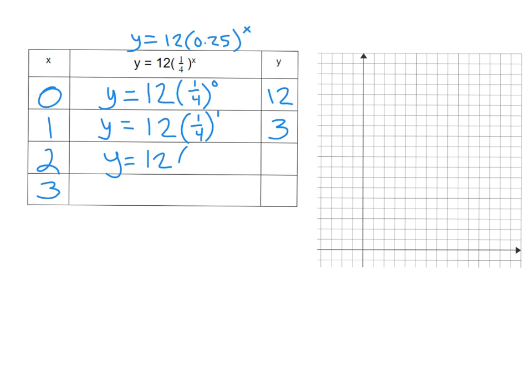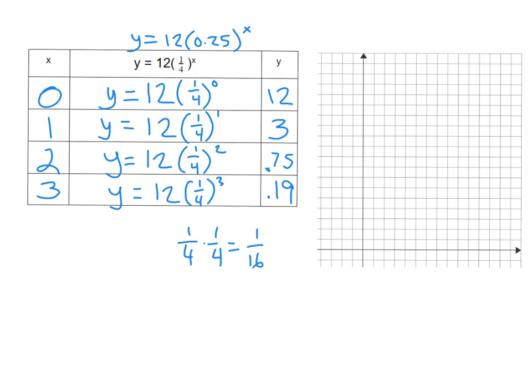And we're going to take y equals 12 times 1/4 raised to the second power. Now be careful with this. Again, if you're using your calculator and you're using 0.25, that won't be a problem. But if you're doing it by hand and by brain, 1/4 raised to the second power, think about that for a minute. That is 1/4 times 1/4, which is 1/16. And then 12 times 1/16 is a decimal, and it is 0.75, or 3/4. And then we're going to put in a 3 here. 12 times 1/4 raised to the third power. 1/4 times 1/4 times 1/4 is 1/64. And 12 times 1/64 ends up giving us 0.19 when rounded a little bit.